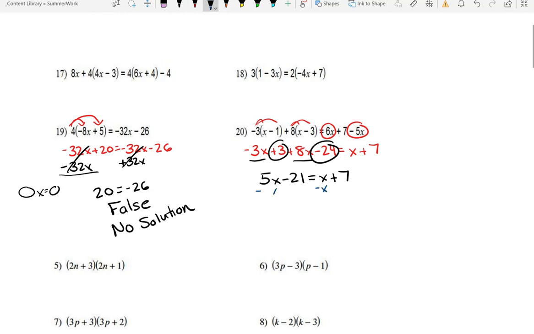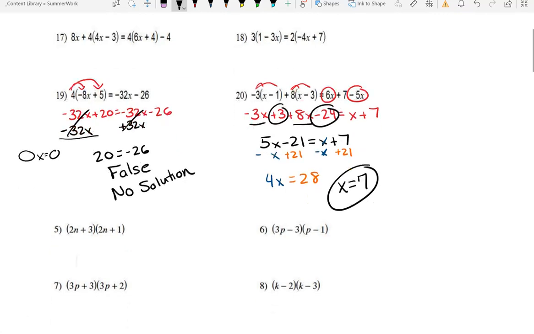Subtract x from both sides. I get 4x. Add 21 to both sides. I get 28. Divide by 4, and I get x equals 7. So that's how you do the first two, just simple solving for x.